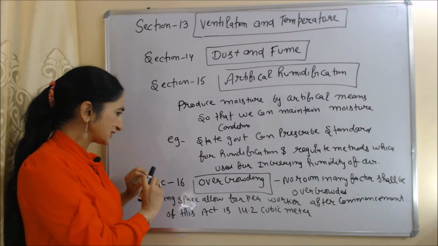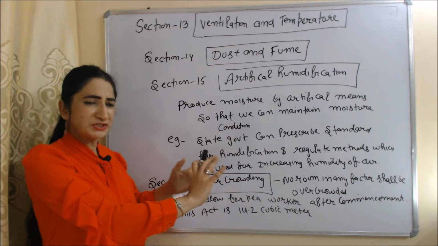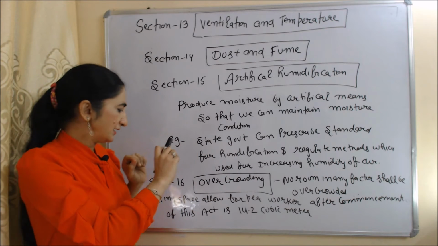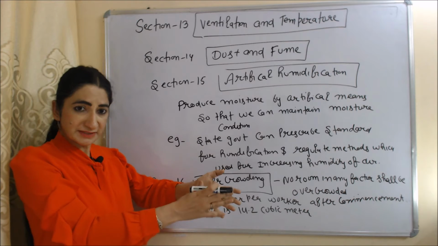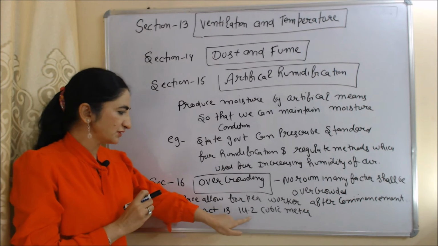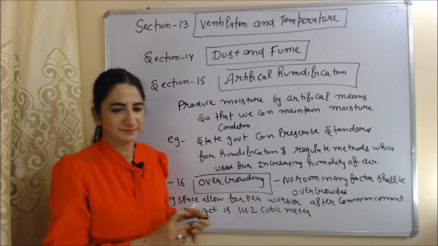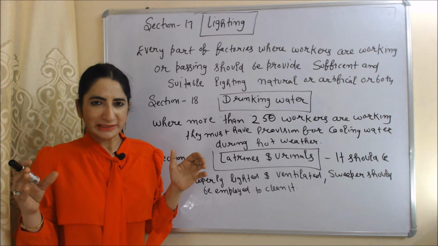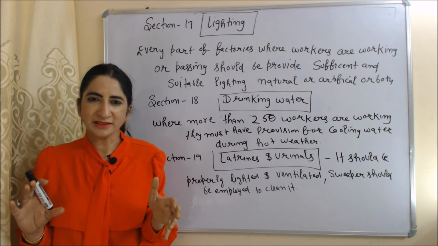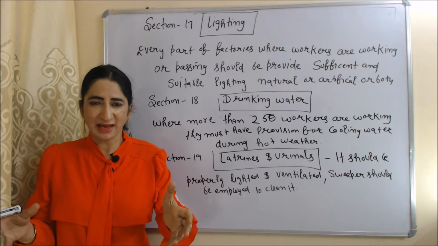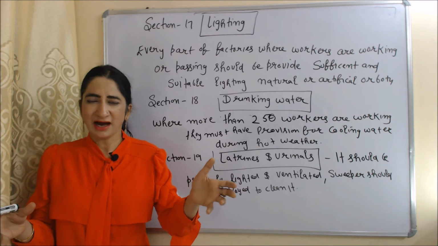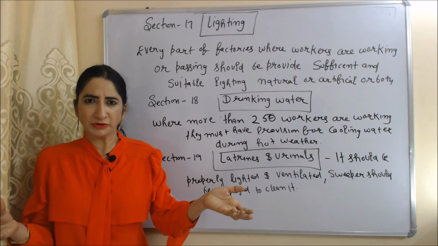Next is section 16, overcrowding. No room shall be overcrowded, and the working space allowed per worker after commencement of this act is 14.2 cubic meters. Section 17 talks about lighting. In every factory where workers are working or passing, there must be proper lighting, artificial or natural or both.